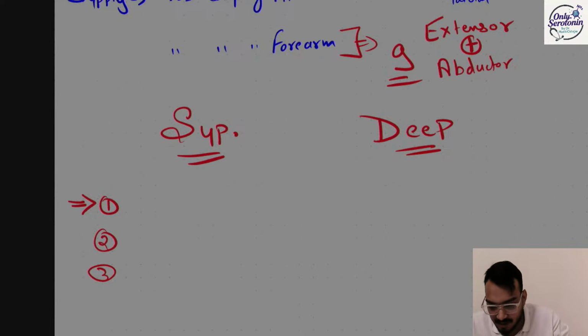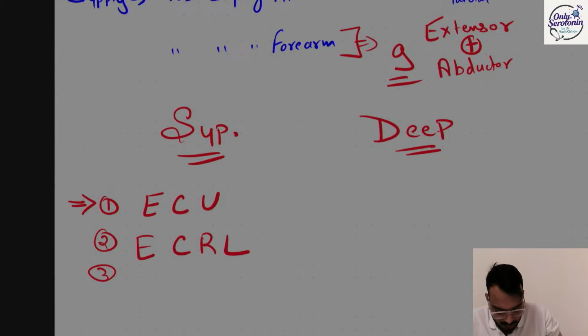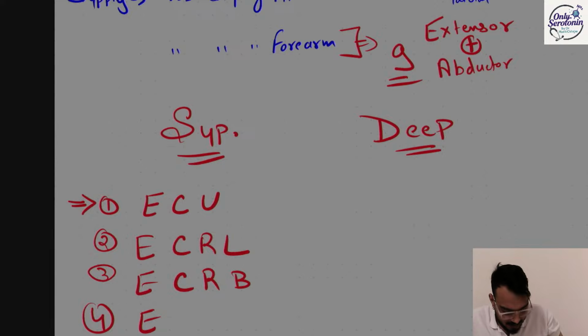It is extensor carpi ulnaris, right? Then you are having two radials: extensor carpi radialis longus and extensor carpi radialis brevis. The fourth one is extensor digiti minimi, and the fifth one is extensor digitorum. These are the superficial muscles.